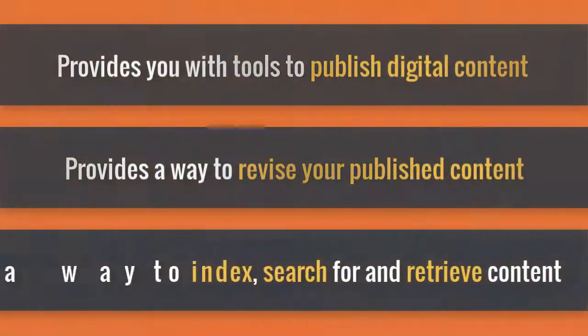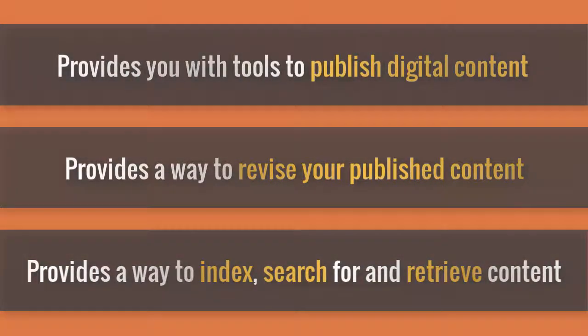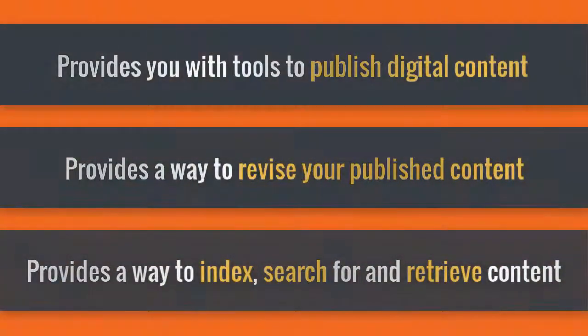Number three, a CMS provides an easy way to index, search for, and retrieve content. This simply means that a CMS should allow you or your users to access content on your website easily through search by providing a way to group content by predefined categories or groupings. For example, flyer templates, magazine templates. When a user types magazine templates, they should be able to get a list or a gallery of magazine related results right there on the screen. That's what we mean by indexing, searching for, and retrieving content.